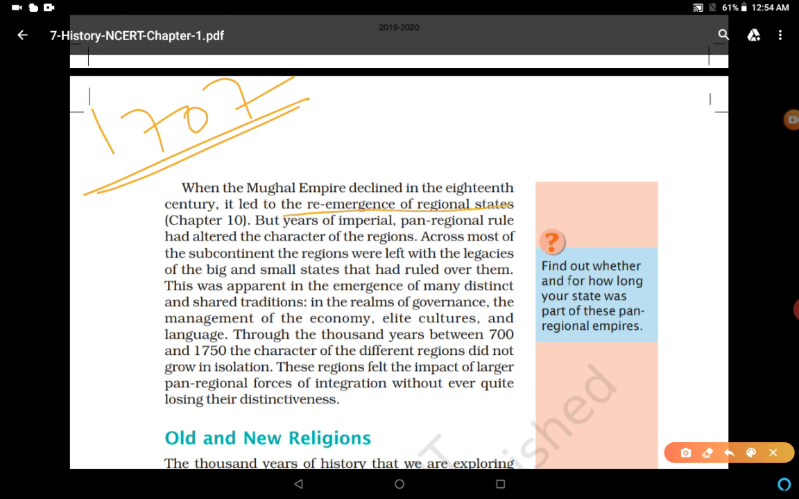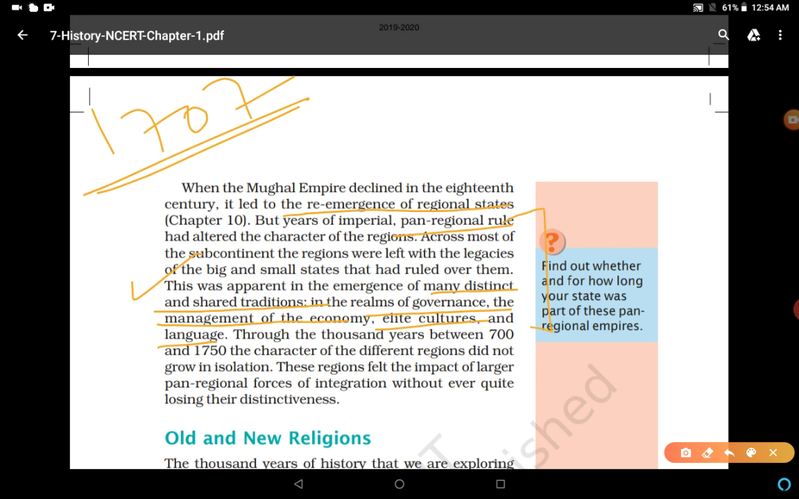But years of imperial pan-regional rule had altered the character of the regions. Across most of the subcontinent, the regions were left with the legacies of the big and small states that had ruled over them. This was apparent in the emergence of many distinct and shared traditions in the realms of governance, the management of the economy, elite cultures and languages. So these kinds of things were shared.